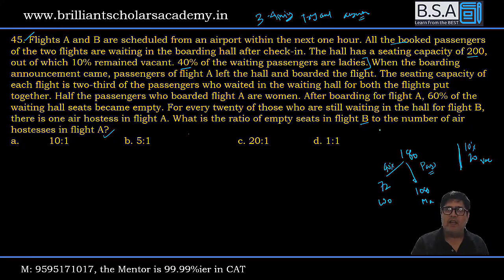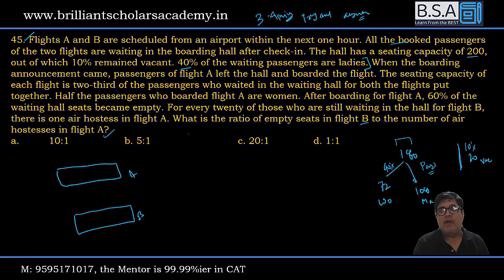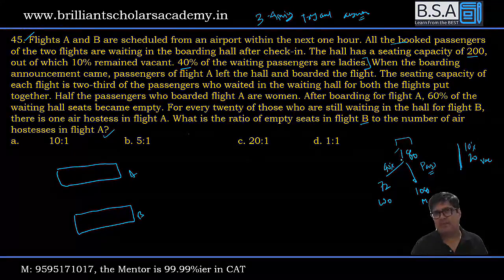When the boarding call came, passengers for flight A left the hall. The seating capacity of each flight is 2/3 of those waiting in the hall for both flights put together. How many people are waiting? 180 people are waiting, both flights put together. So one flight A and another flight B, they have equal capacities. How much? 2/3 of this number.